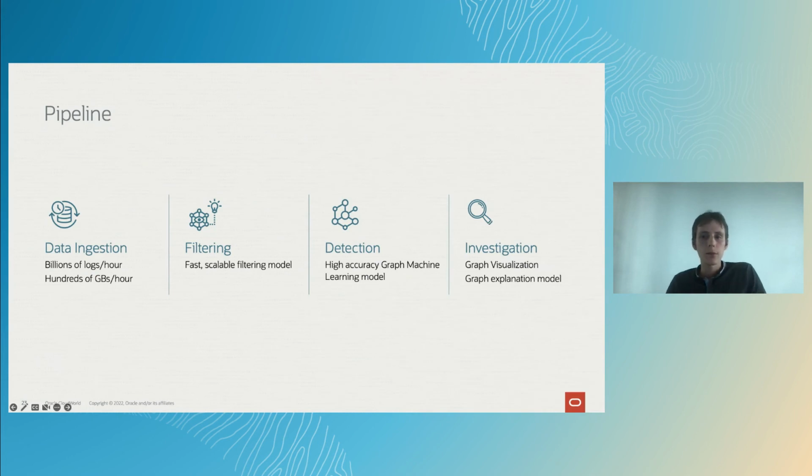Right. So now we've gone through the four different stages of our project. From data ingestion, where we have millions of logs, down to filtering, where we get rid of 85% of them. Then we detect the actual anomalies, which turns out to be an extremely low percentage. And then we give an investigation platform to understand what's going on.